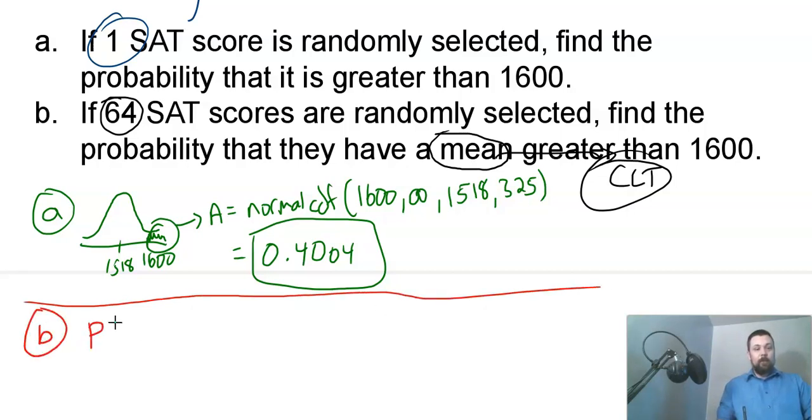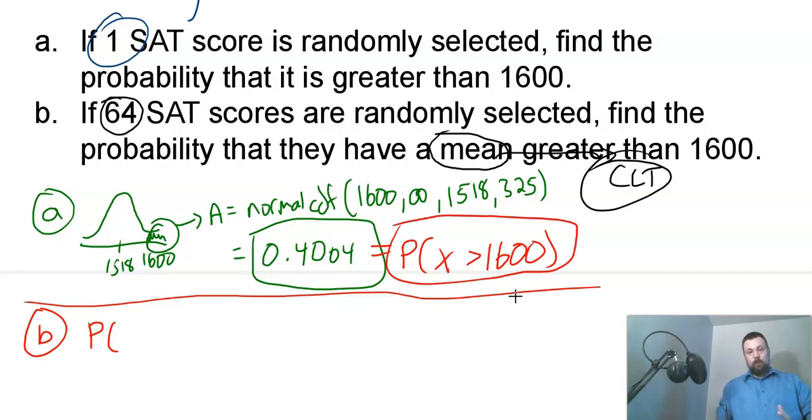So we're trying to find the probability, and I didn't write this here, but this was the probability that X is greater than 1600. X being an individual having an SAT score greater than 1600. In part B, we're trying to find the probability that a mean SAT score out of 64 people is greater than 1600. So to move the needle past 1600 with a group of 64 test takers is going to be more difficult to do because 1600's a little ways above the average.